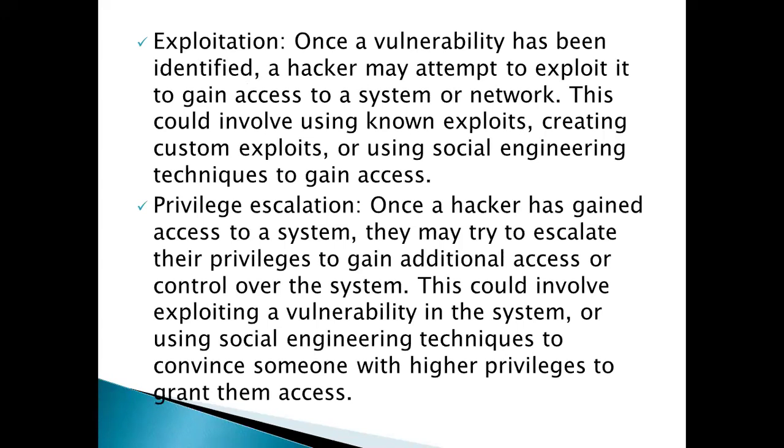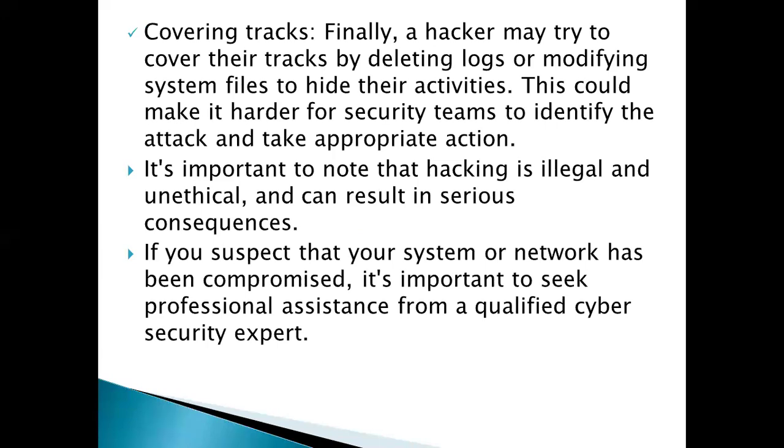Then privilege escalation. Once a hacker has gained access to the system, they may try to escalate their privileges to gain additional access or control over the system. This could involve exploiting a vulnerability in the system or using social engineering techniques to convince someone with higher privileges to grant them access. Then covering the tracks: they may cover their tracks by deleting logs or modifying system files to hide their activities. This could make it hard for security teams to identify the attacker and take appropriate action.